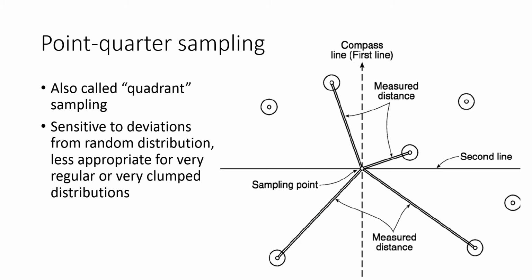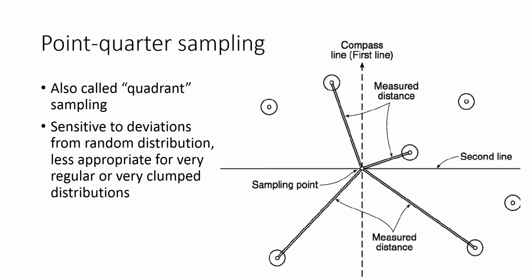Don't we want to have regular distribution? You'd want to have a random distribution. Random distribution, right? Okay, sorry. So if it's really regular, I think it overestimates in regular and underestimates in clumped. But you have to go back to the book on that.